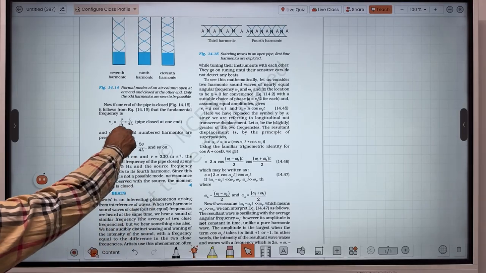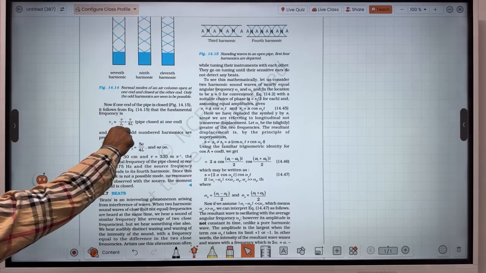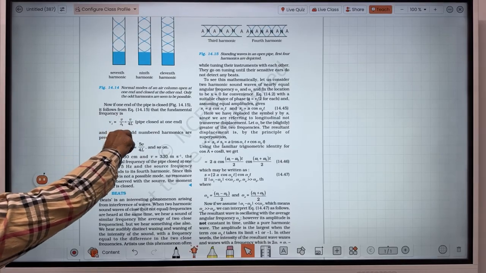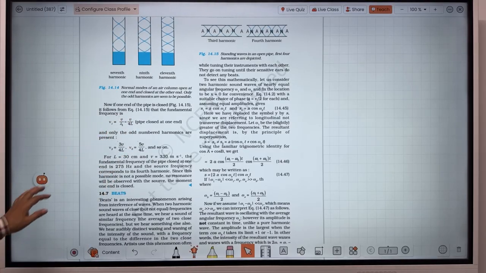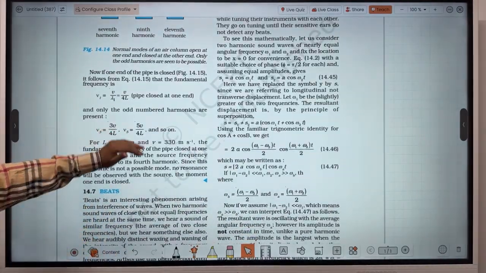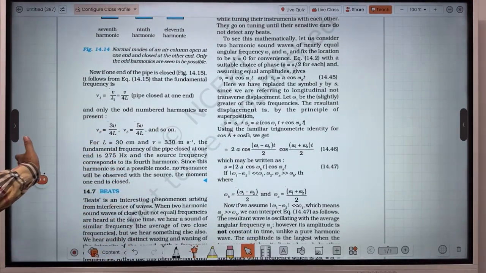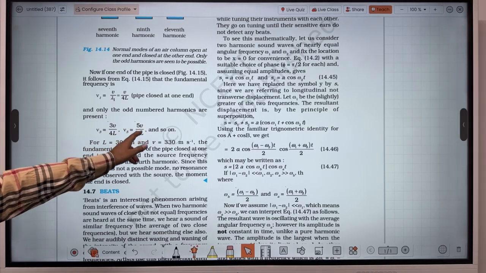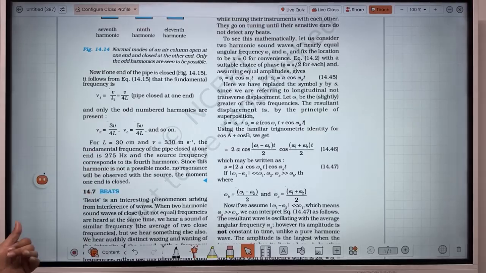Now, if one end of the pipe is closed, then another condition we are going to put. So the frequency will be given by v upon lambda 1. One-fourth of a wave occupies the length L. So we write v divided by 4L, right? Now in this case, what do we observe? We have seen that odd multiples of harmonics we get. So nu 3 is 3v by 4L, nu 5 is 5v by 4L, and so on.